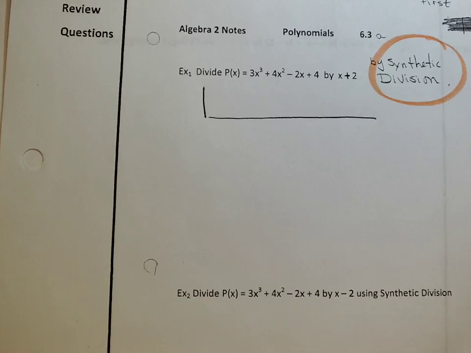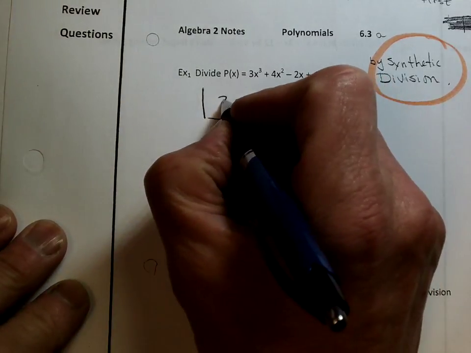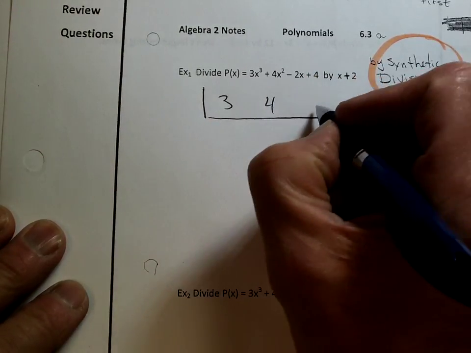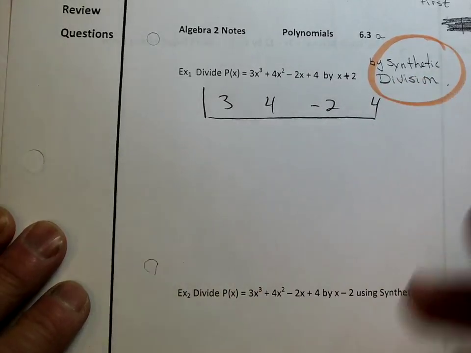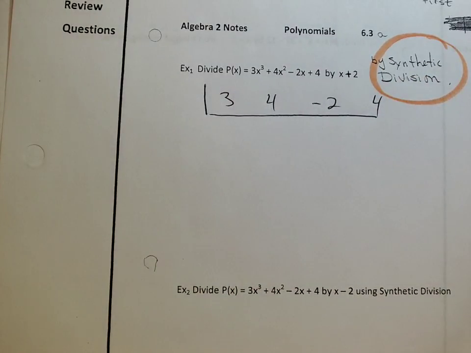Now, the second thing we're going to do is divide, but we're not going to put the x's in there at all. We're going to leave the x's out. They're going to be invisible, but we have to put the coefficients in order. So we're going to put a 3, a 4, a -2, and a 4. The x's are just invisible. We just need to remember that they're there, but we don't need them at all, okay?